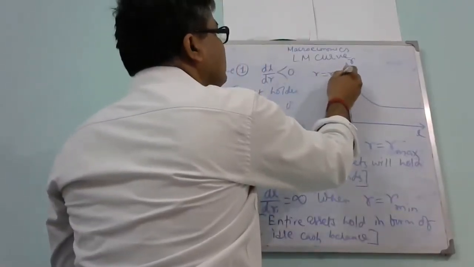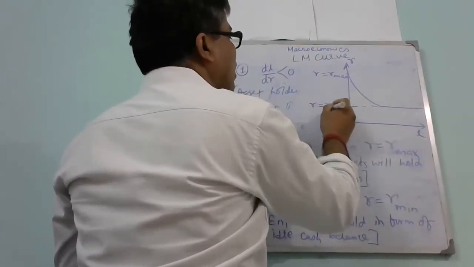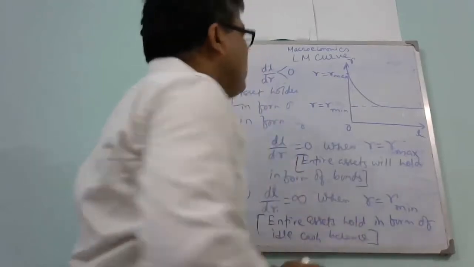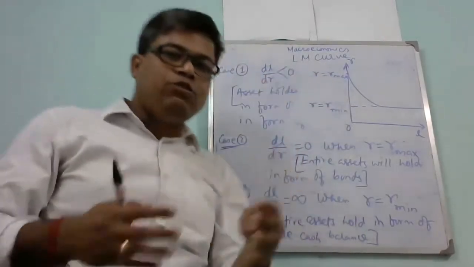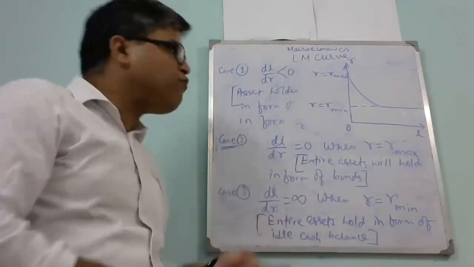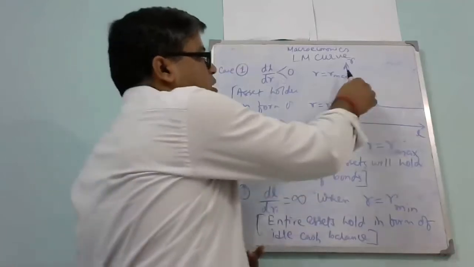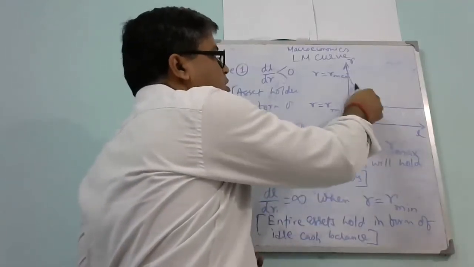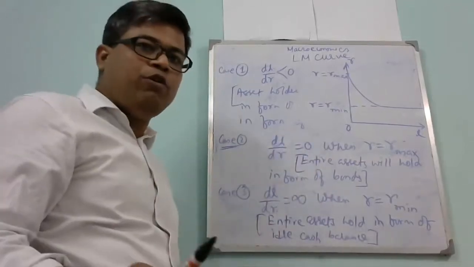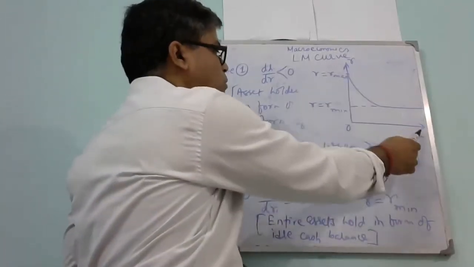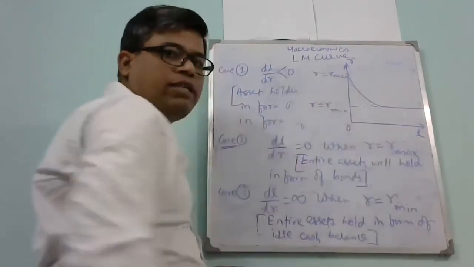R equal to R max. And this situation is called R equal to R min. What happens in the first case, in between R min and R max, is that the asset holder will keep some assets in the form of bonds and some in the form of liquid cash balance. And there's an inverse relationship: at R equal to R max, the entire assets will be held in the form of bonds. So here the speculative demand for money becomes zero. It is touching at this point.